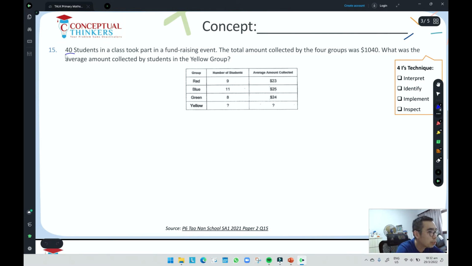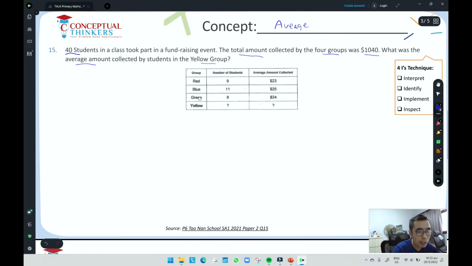So we have 40 students. Then the total amount collected by 4 groups was $1,040. And we need to find out what is the average amount collected by the yellow group. So the concept here is pretty straightforward. It's average.